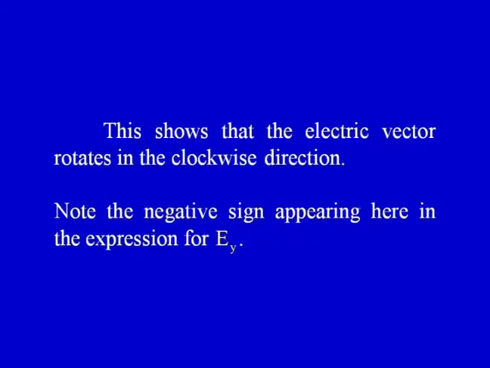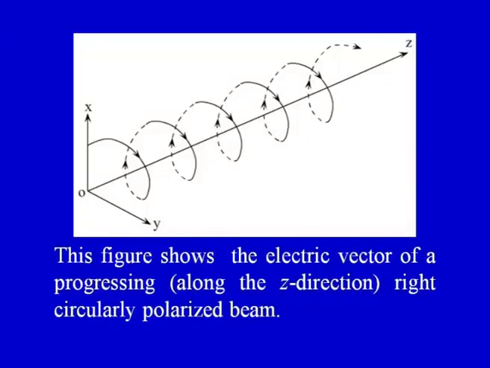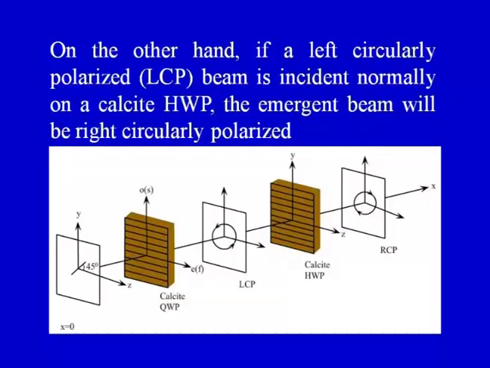The electric vector E has again increased, but in the other direction, and the E z component has slightly decreased, and this shows that the electric vector in this case rotates in the clockwise direction. This figure shows the electric vector of a progressing right circularly polarized beam. Now, on the other hand, if a left circularly polarized beam is incident normally on a half wave plate, the emergent beam will be right circularly polarized.